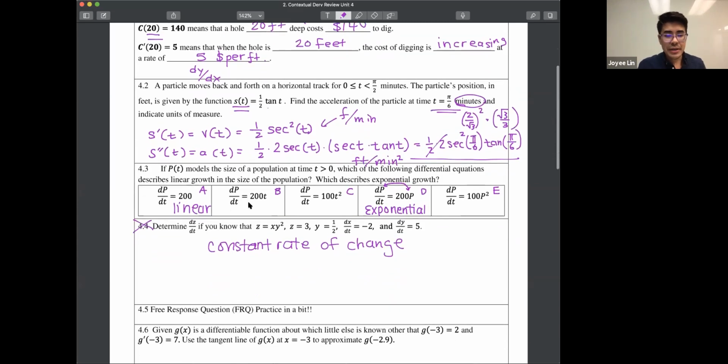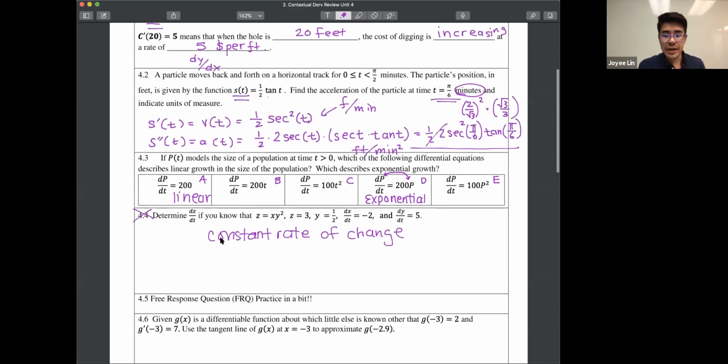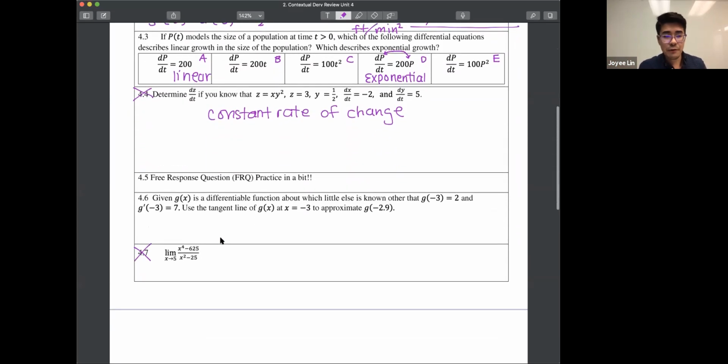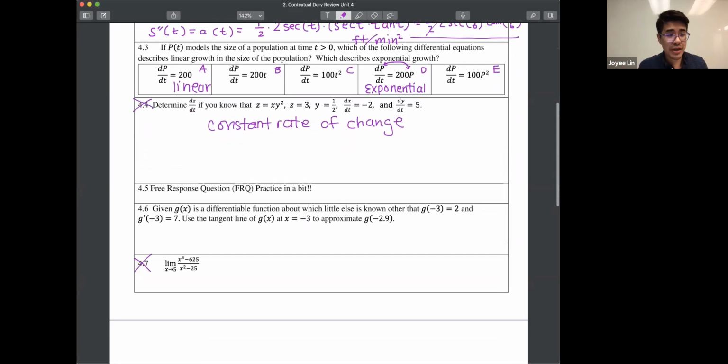Okay, so we did a lot of 4.4 yesterday, so that's why I crossed it out. That's just using implicit differentiation. 4.5, we're going to do a bunch of questions on 4.5 today because those are, I think, the most relevant for free response questions out of this unit.